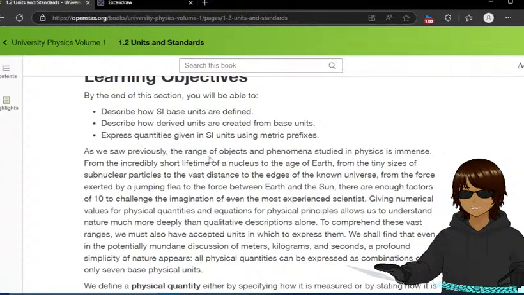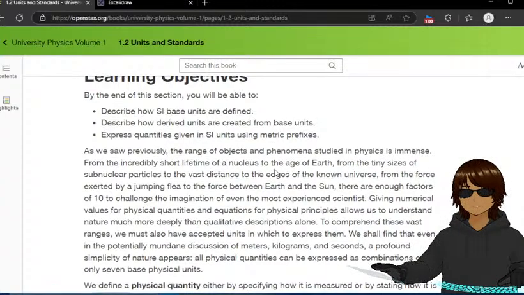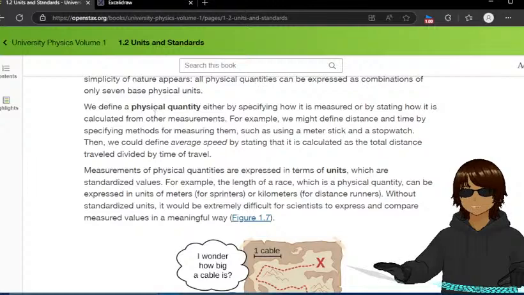As we saw previously, the range of objects and phenomena studied in physics are immense, from the incredibly short lifetime of a nucleus to the age of the Earth. We define a physics quantity either by specifying how it is measured or by stating how it is calculated from other measurements. For example, we define distance and time by specifying methods for measuring them, such as using a meter stick and a stopwatch. Then we could define average speed by stating that it is calculated as the total distance traveled divided by time of travel.